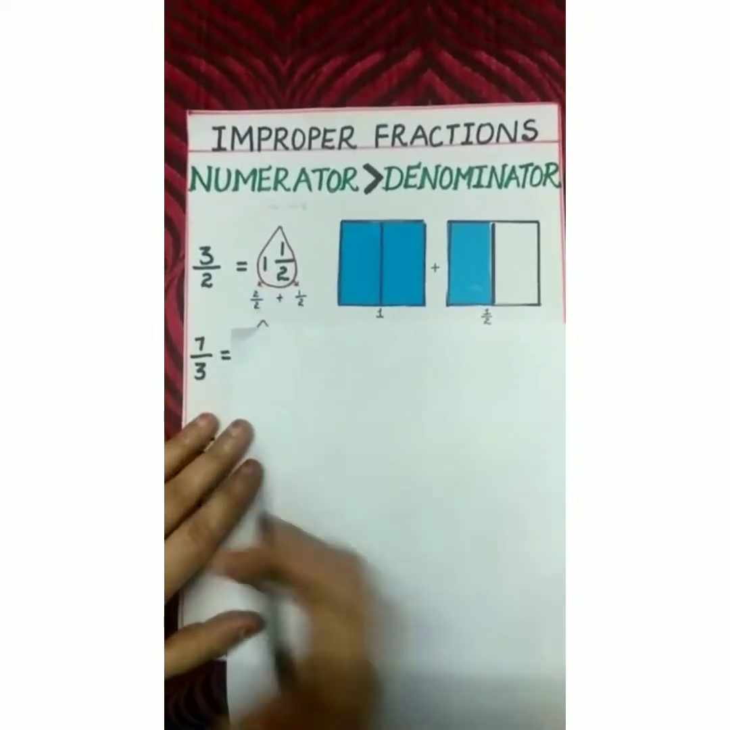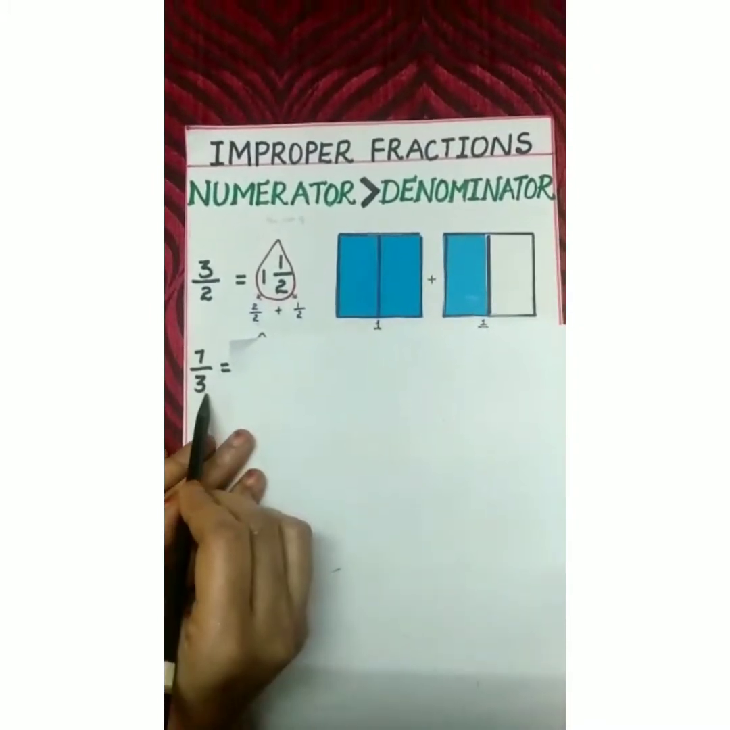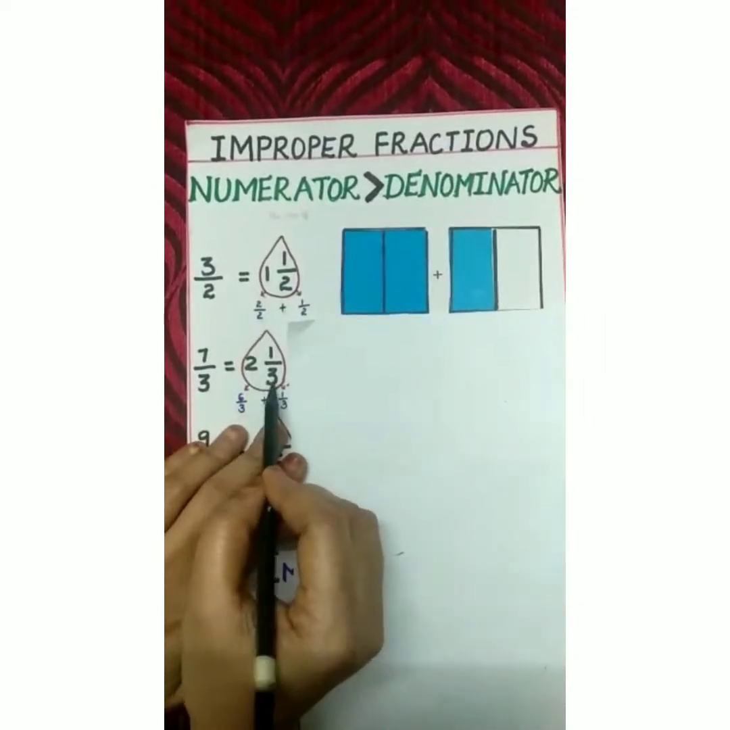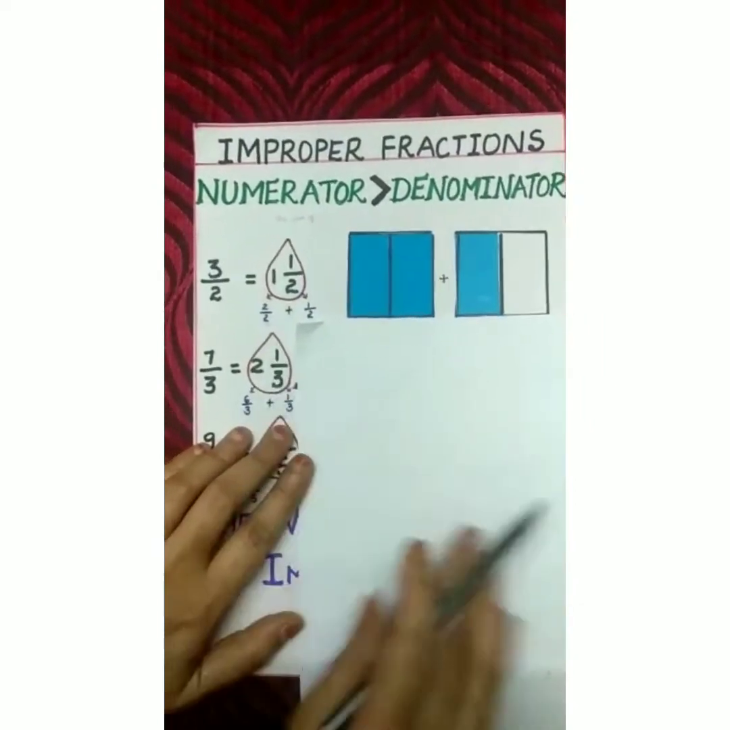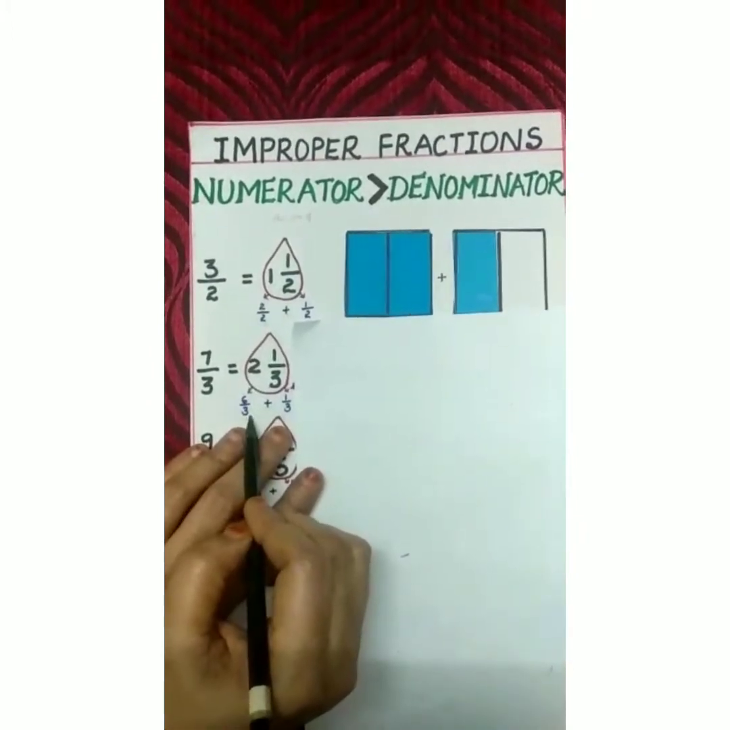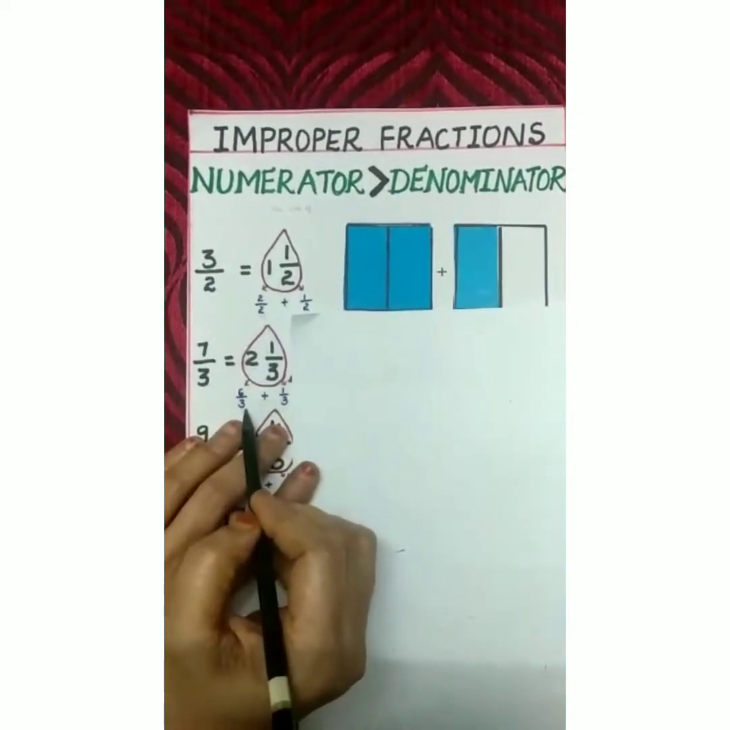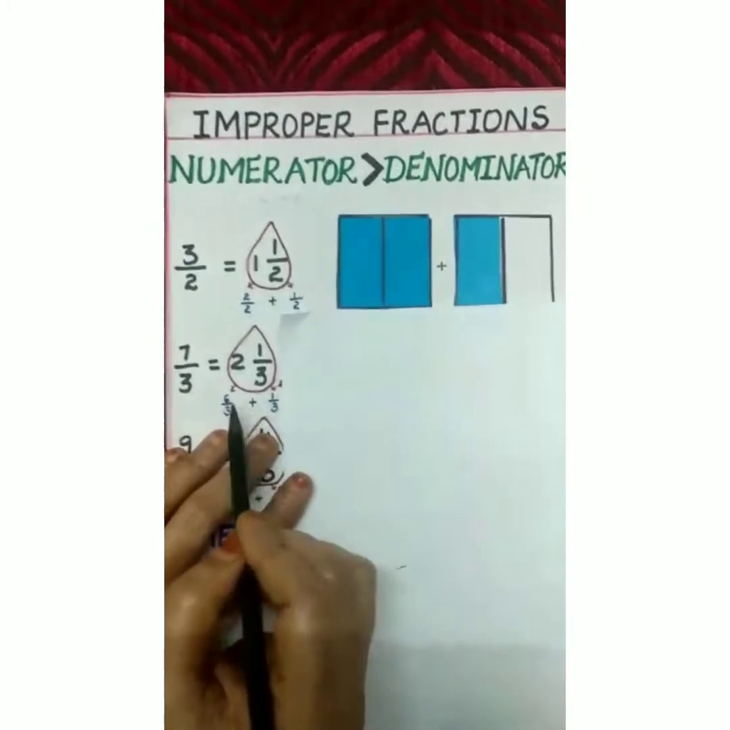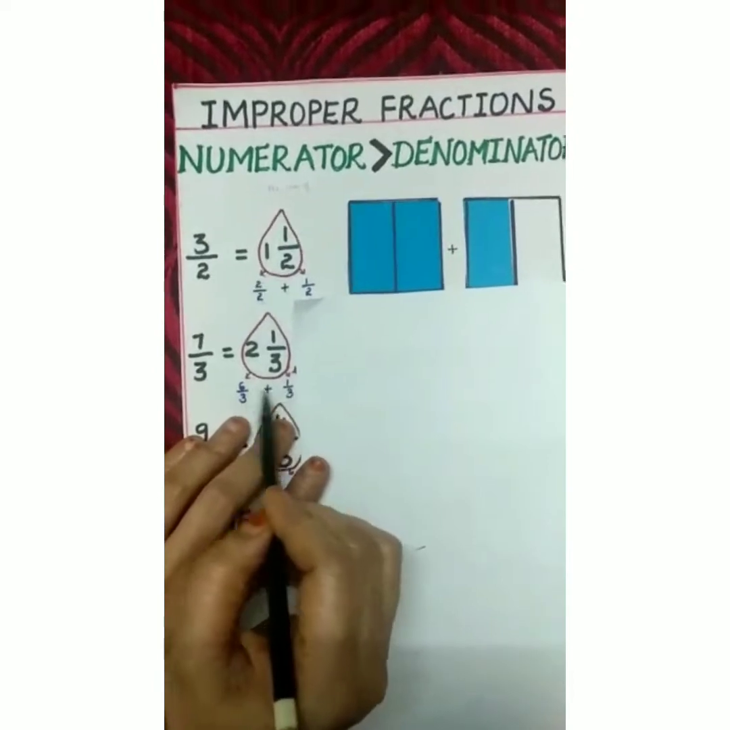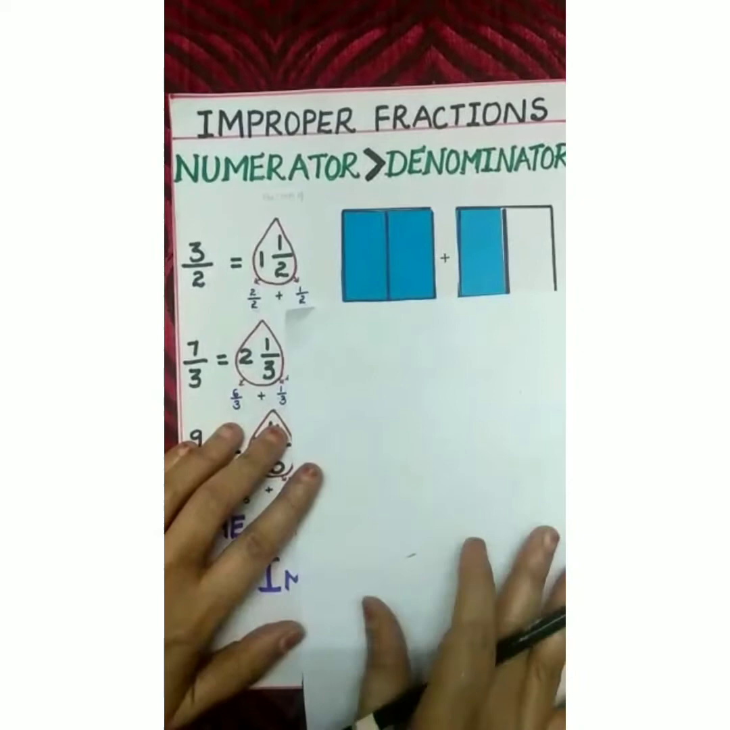Now come to the second one, 7 by 3. Again the same problem, we can't select 7 parts out of 3 parts. Again convert into mixed fraction, which is 2 1 by 3, where 2 is a whole number part and 1 by 3 is a proper fraction. Now this whole number part 2 can be written as a fraction with the denominator 3, which is 6 by 3 plus 1 by 3. Again 6 by 3 and 1 by 3 are like fractions. So by adding numerators over the common denominator, 6 plus 1 is 7 by 3. So 2 1 by 3 is same as 7 by 3.